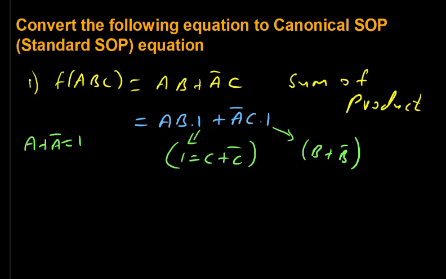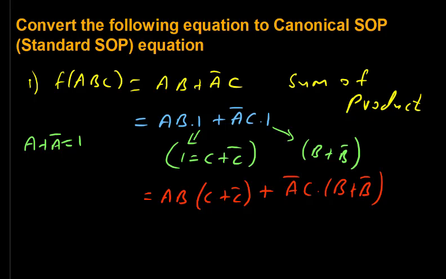So 1 is A or A bar, in the same way 1 is equal to C or C bar, and 1 is equal to B or B bar. So we substitute this. What we get is A, B, and here C or C bar, or A, C, and here B or B bar. Now we just simply expand it.